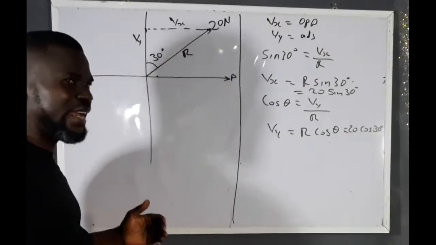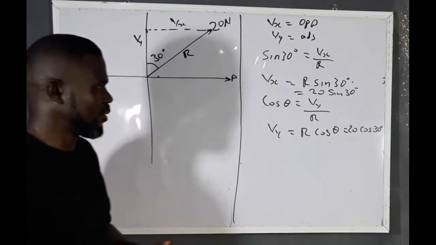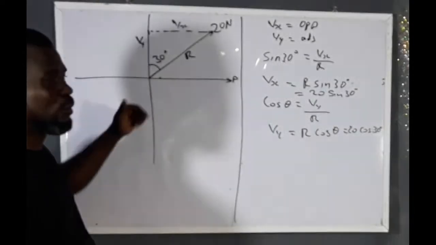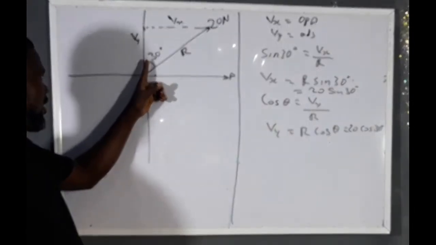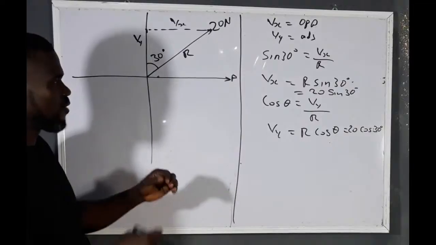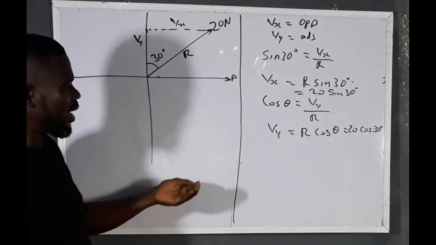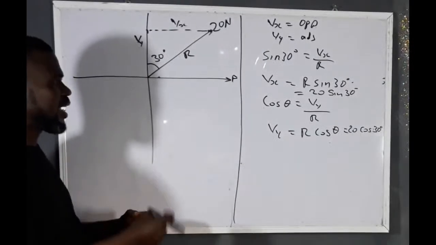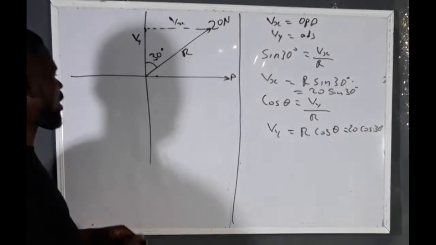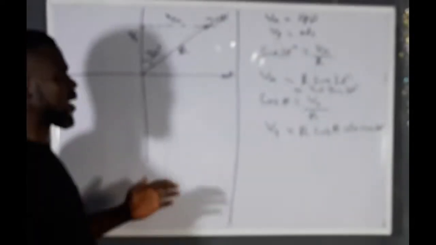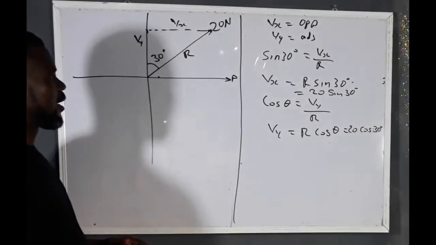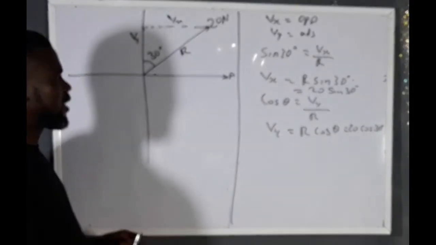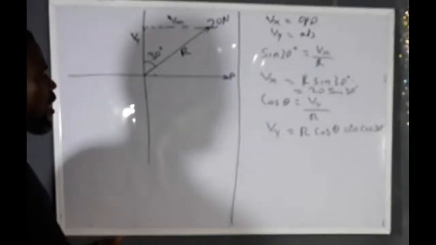So you can see, depending on the direction of the angle, if we are looking at the angle with respect to the vertical, they change. Vy becomes equal to r cos theta, and Vx becomes r sin theta. But if we are looking at the angle with respect to the horizontal, Vy is equal to r sin theta, and Vx is equal to r cos theta.